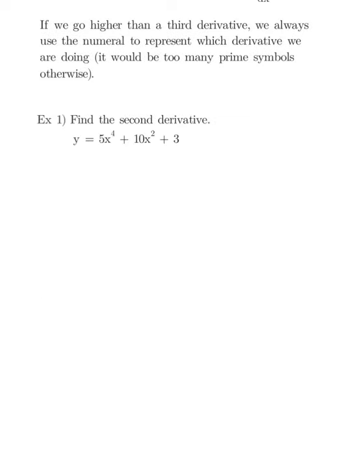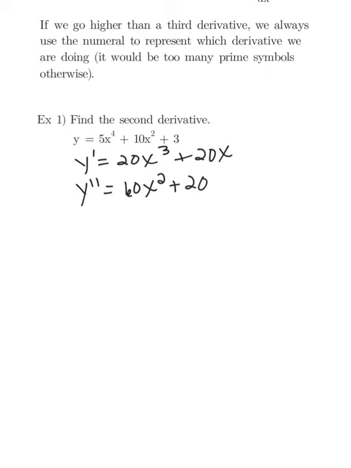For our first example, we want to find the second derivative. We just use the rules that we already know. So our first derivative will be 20x to the third plus 20x, which means that our second derivative will be 60x squared plus 20.